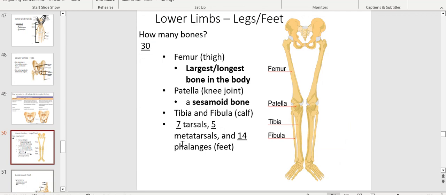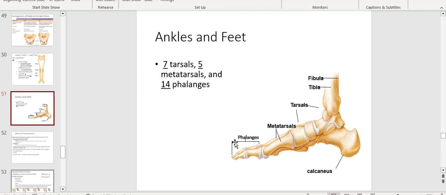Lower legs, feet, how many bones? 30, 30, 30. There's your femur in the upper leg. There's your patella, your kneecap. Tibia is the big one. Fibula is the one that kind of fits into the tibia. Then you have tarsals, metatarsals, and phalanges. All good stuff. Just a nice, beautiful shot of the ankle and the feet. There's that calcaneus again. Isn't that just a beautiful word?